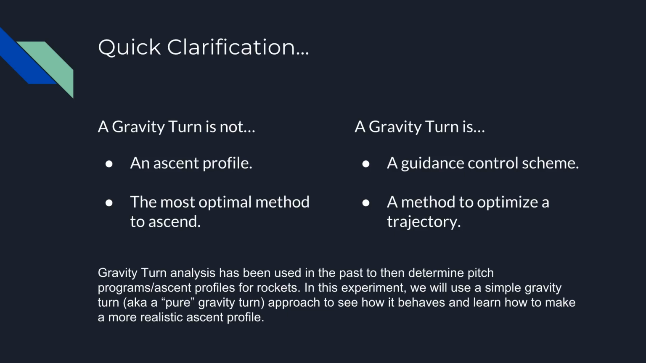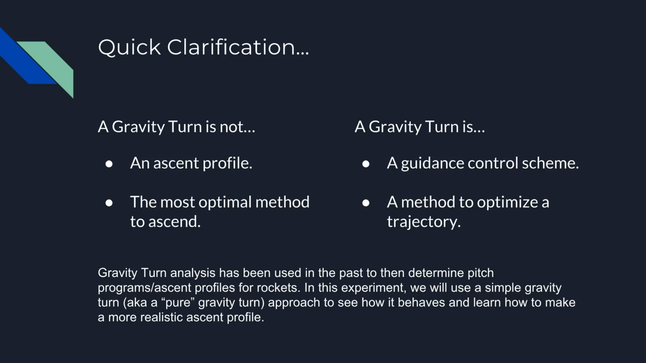A lot of people use the term gravity turn as synonymous with ascent profiles, and a gravity turn is not an ascent profile. It is a guidance control scheme. It's used to turn a ship in a certain method. It's like a maneuver, like pulling up on the stick or anything like that, but it's not a given ascent profile. The ascent profile is a set of commands based on pitch and yaw, and a gravity turn does not have those kind of parameters in there.